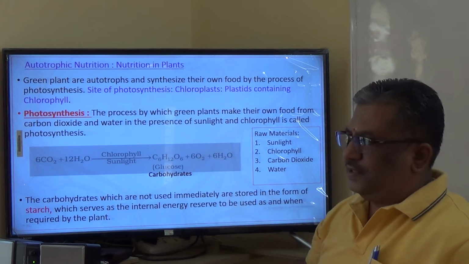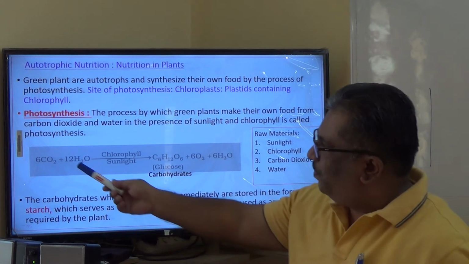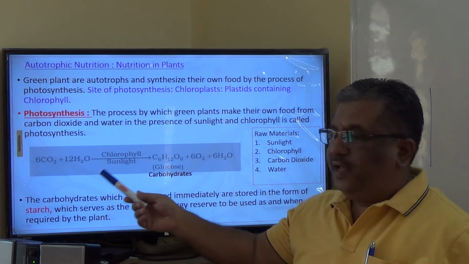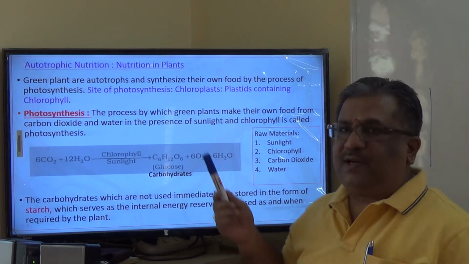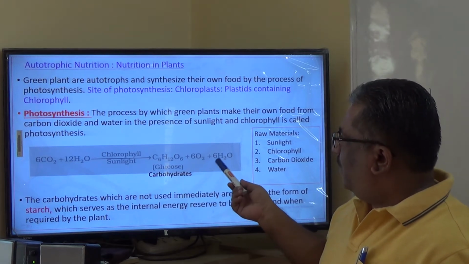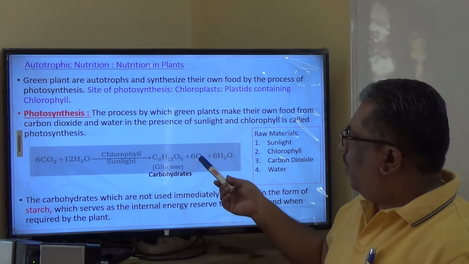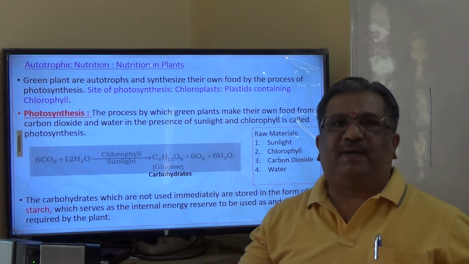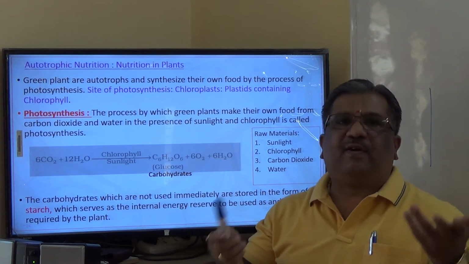So let us define photosynthesis, which is a very simple definition basically. It is a process in which plants prepare their own food from carbon dioxide and water in the presence of chlorophyll and sunlight to produce what? Carbohydrates, which are nothing but glucose over here. Along with this glucose, oxygen and water are also produced. This oxygen is released into the atmosphere. Oxygen and water are the byproducts of photosynthesis, and oxygen is released into the atmosphere. That oxygen is utilized by the animals and the human beings for their oxidation process.